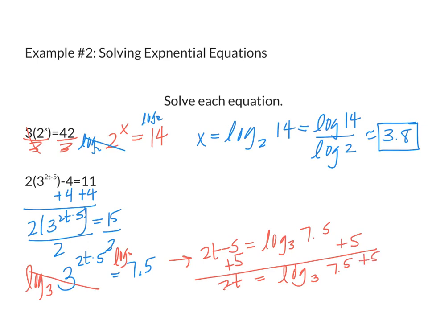And then finally, I'm going to divide by 2 to everything. So I can put t equal to all of that into my calculator. And when I put that in my calculator, I'm going to get t as about 3.42.